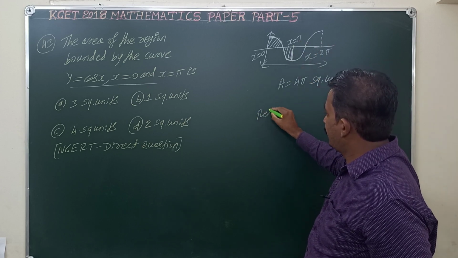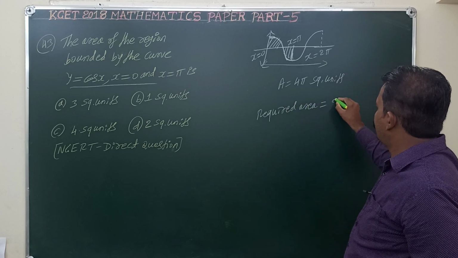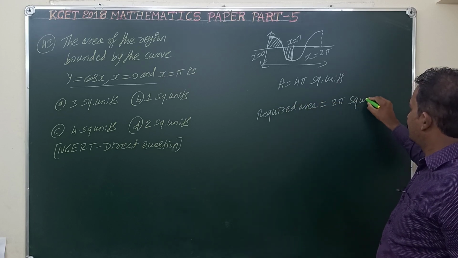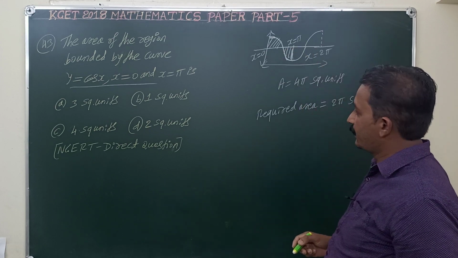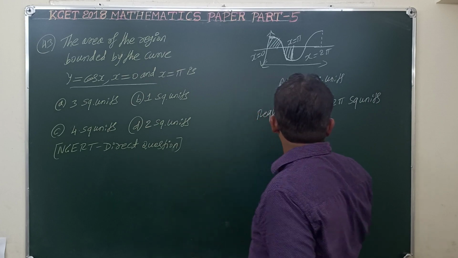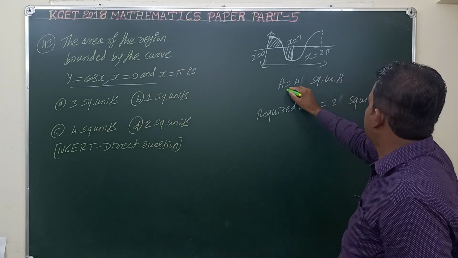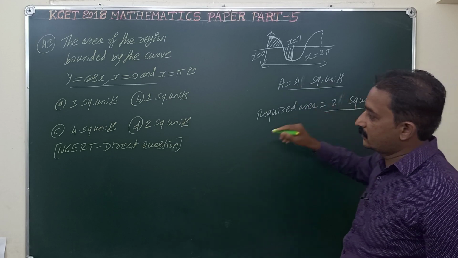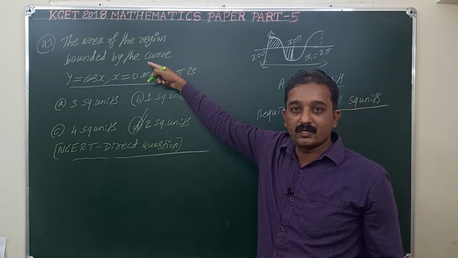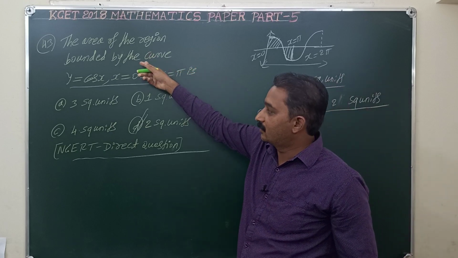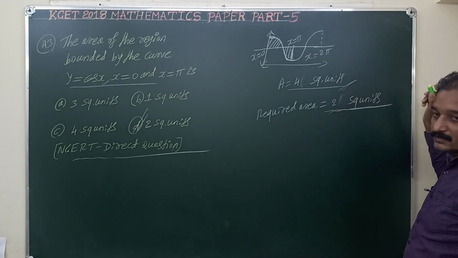So the required area is 2 square units. In this case we have to find 0 to pi only. So 4 square units becomes 2 square units. Option D is correct. This is an NCERT direct question. They ask this type of question in the theory examination for 3 marks. Here in this case it is 1 mark. So this is 2 square units. Take down.